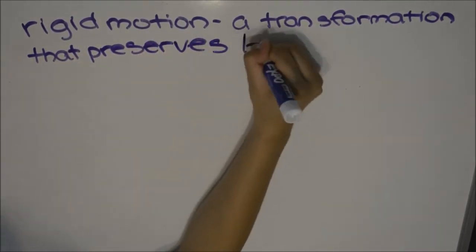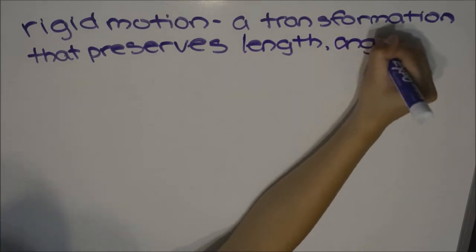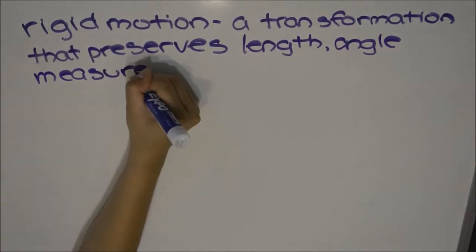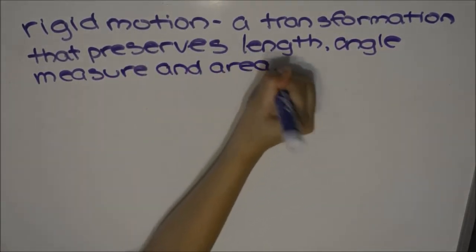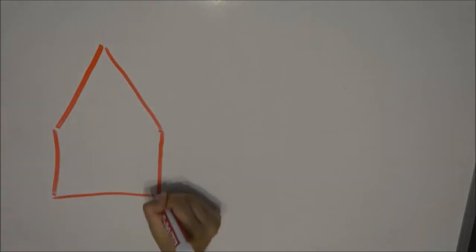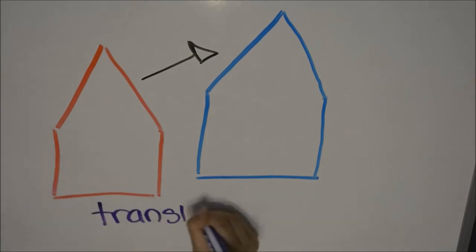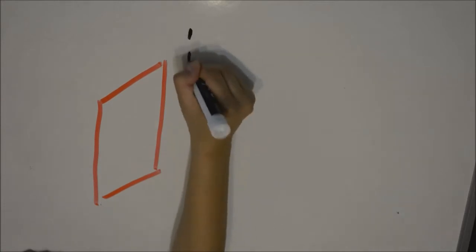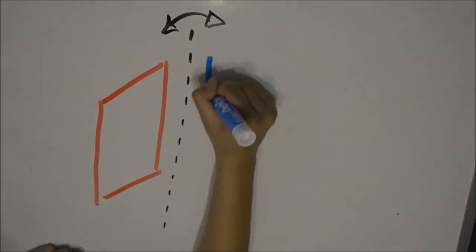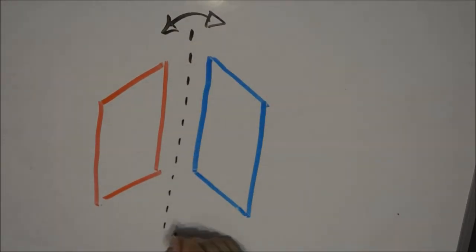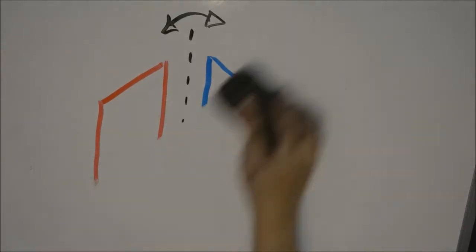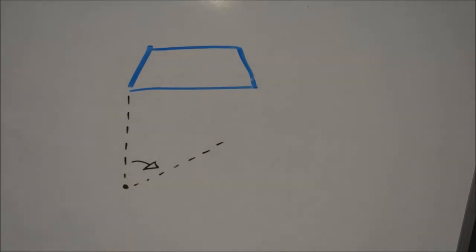In this next section, 4.3, we will be going over rigid motion. A rigid motion is a transformation that preserves length, angle measure, and area. This is a translation. This is a reflection. And this is a rotation.